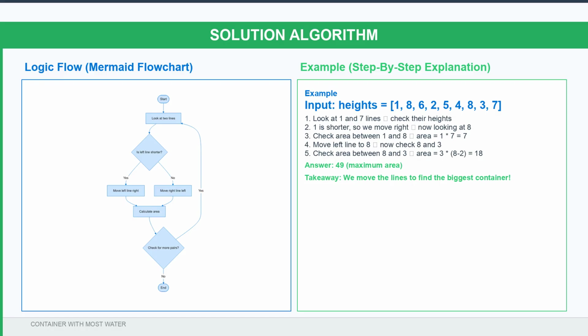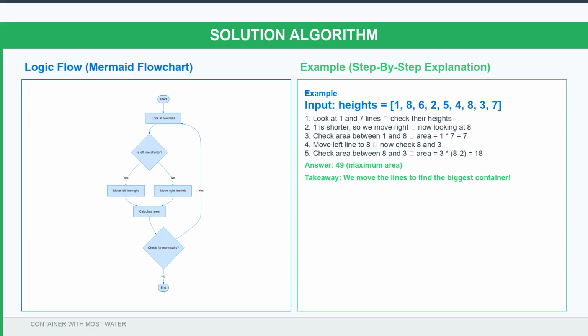LeetCode problem 11 focuses on finding the maximum area of water that can be contained between two vertical lines on a 1D plane. First, visualize an array of integers. Each integer represents the height of a vertical line. The goal is to select two lines that, along with the x-axis, form a container holding the most water. We'll use a two-pointer technique to solve this efficiently.